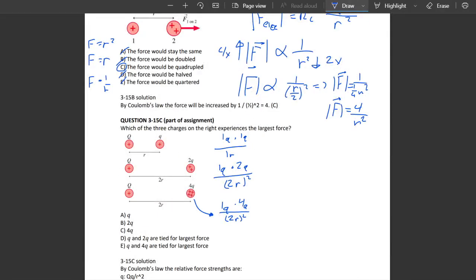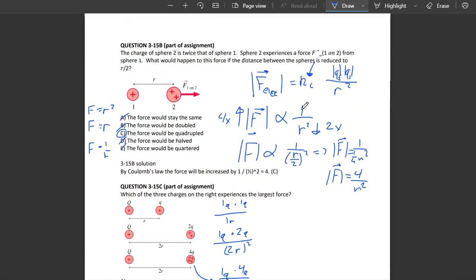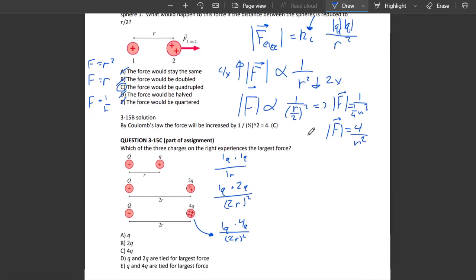So the next question that we have here is, which of the three charges on the right or below experiences the largest force? So if we recall, we just analyzed this equation. The force of the electric charges is equal to the Kc constant times the product of charge 1 times charge 2 divided by the distance squared. So this is a qualitative question, but we can kind of input the changes into this equation here. So I've taken the liberty of doing this for us.